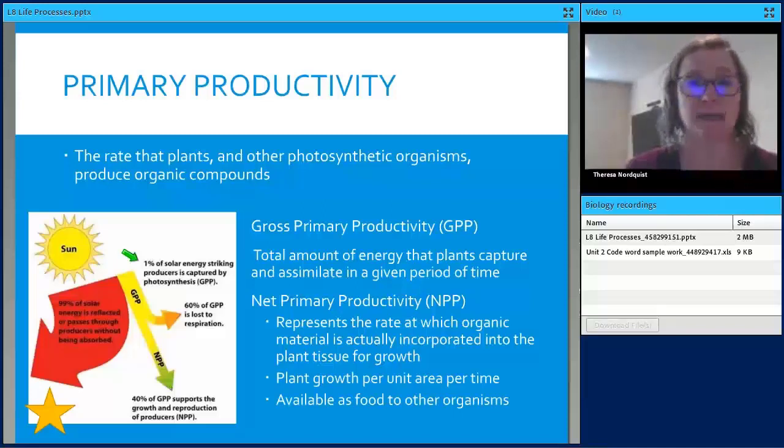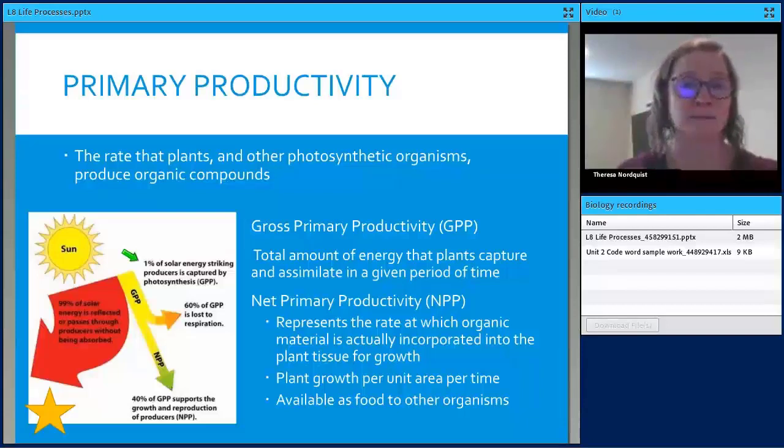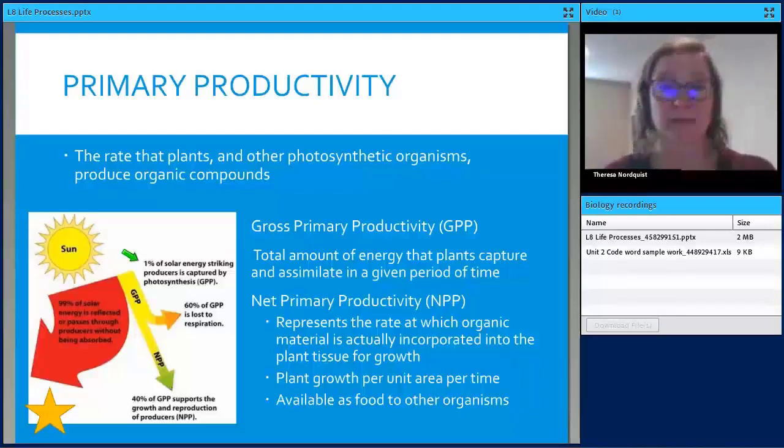That NPP is, again, what plant growth is, what we can actually see, and it's what is available for food for other organisms. Okay, so the NPP is what the primary consumer has available to them because they can't use what has already been used.